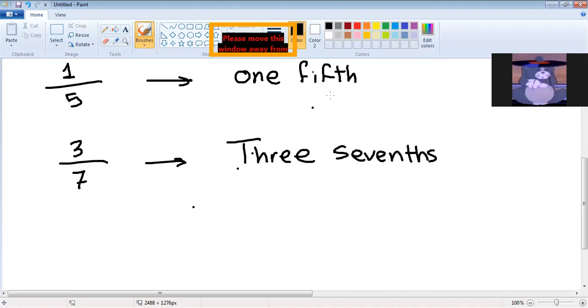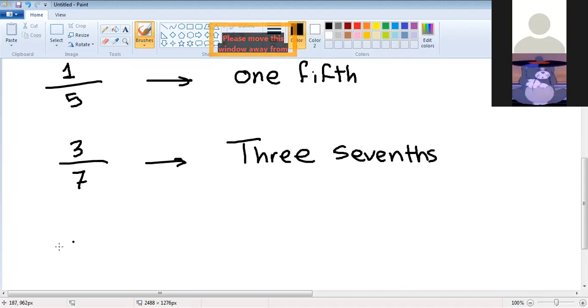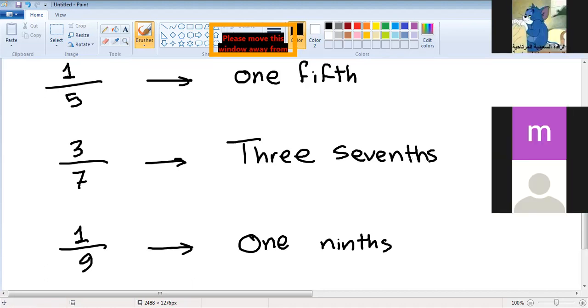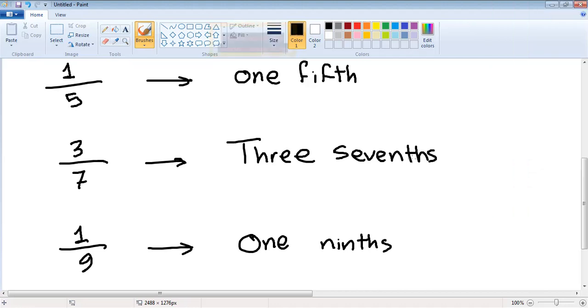It's actually so easy. 1/9. You really just add 9 and then th. When we find a fraction whose numerator is bigger than 1, you have to add s in the end. It's so easy.